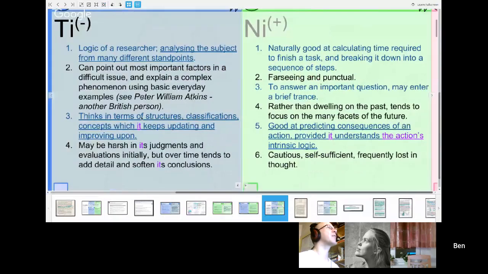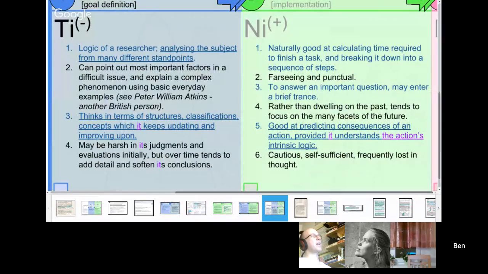So all of the bits I relate to, I've underlined. So yeah, analyzing the subject from many different standpoints. So we could say this: what are we thinking about? We're talking about typology. So let's look at different standpoints. Let's look at Socionics. Let's look at Kersey. Let's look at Enneagram. Try and get different angles on the truth. And then, what are the important factors in a difficult issue?